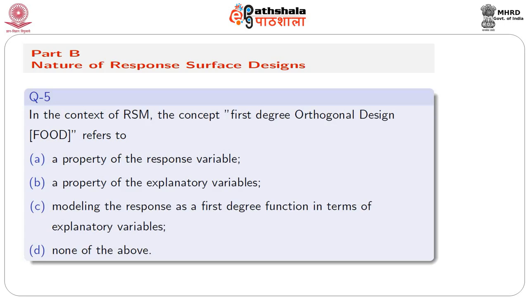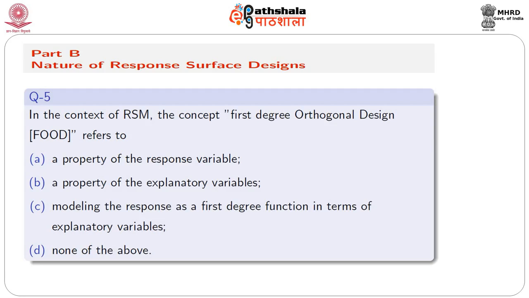In the context of RSM, the concept of first degree orthogonal design, that is FOOD, refers to a property of the response variable, a property of the explanatory variables, modeling the response as a first degree function in terms of explanatory variables, or none of the above. This word FOOD should be read as first order orthogonal design. Over here the concept is first order orthogonal design, abbreviated as FOOD.